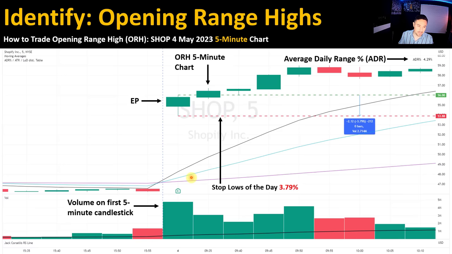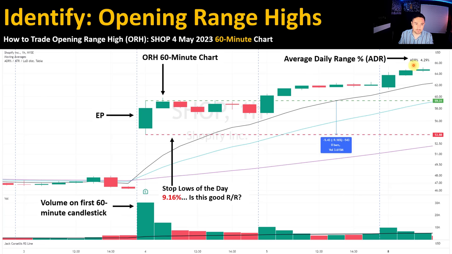Next one, 5 minute chart. This is still Shopify, but now we're looking at opening range highs on the 5 minute chart. So here's the first 5 minute bar, a decent first 5 minute bar. The high of that bar is $56. So as it takes out that high, that's where you're looking to get in. Initial stop underneath the low of the bar, 53.88. That is going to be 3.79%, which is just over 2/3 versus the ADR percentage of the stock. Okay, it's still kind of acceptable risk.